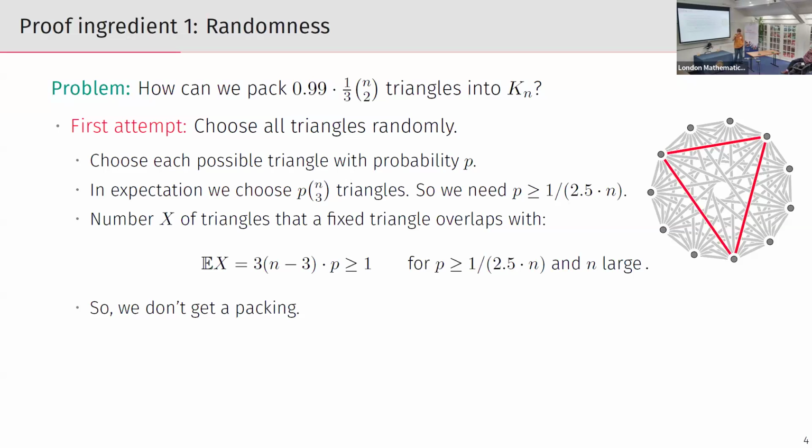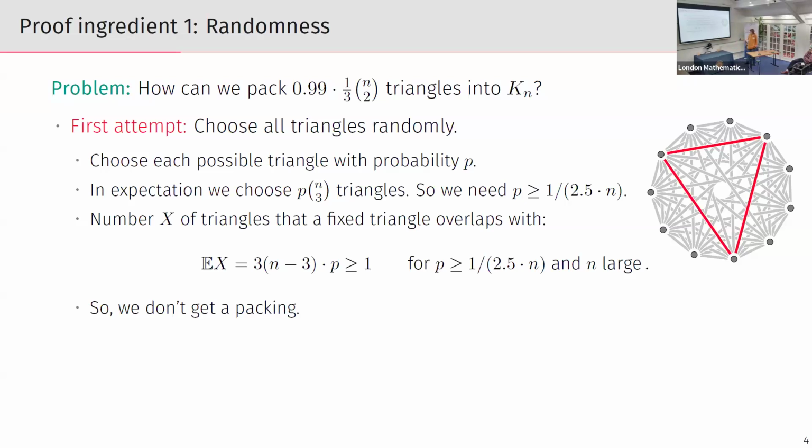Well, I have 3 edges where I can overlap. And for each of these edges, there are n-3 possible other triangles that can overlap in this edge, right? So I have 3 times n-3. And then each of these triangles appears independently with probability p. So that's the expected number of triangles that I'm overlapping with. And if my p is of this size, then this is bigger or equal than 1.